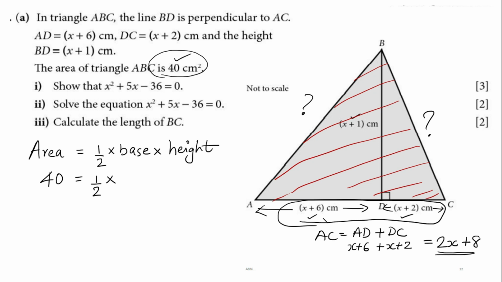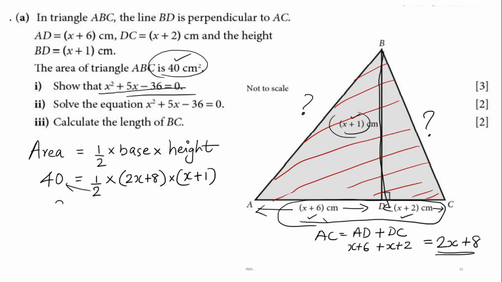I'm going to add the terms and not multiply. Please don't make any error here. So my base AC is 2x plus 8 times my height here. This is the perpendicular height, BD, which is x plus 1. Now I have an equation here. So let me simplify this and try to make it in this form.